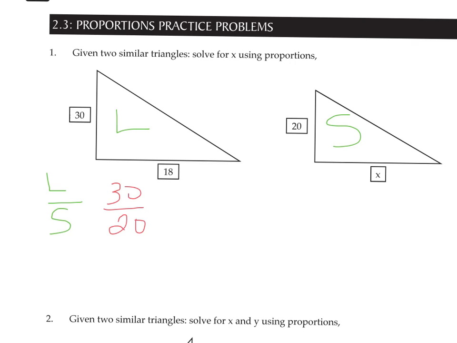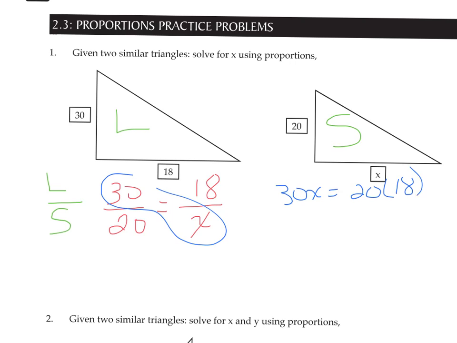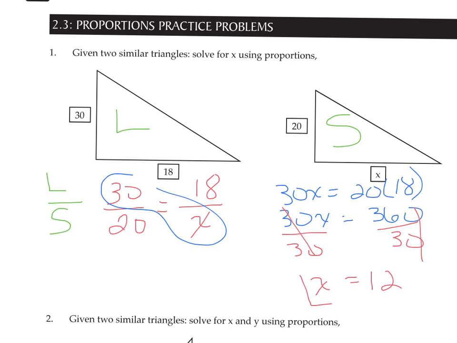30 over 20 is equal to, and then again on the large, 18 over x. And once you have your proportion set up, then you're going to make an equation using the cross products. So 30 times x, 30x, equals 20 times 18. And simplify, 30x equals 360, 20 times 18. Isolate that x by dividing by 30. We get x equals 36 divided by 3 is 12.